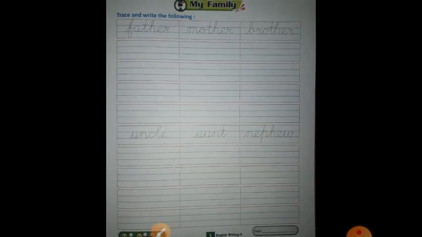And your grammar book homework is, you all have to learn B exercise and A exercise. B and A exercise you all have to learn and then write in your grammar copy. In your grammar copy you have to do A exercise and B exercise of lesson number 2. After learning, that should be neat and clean.